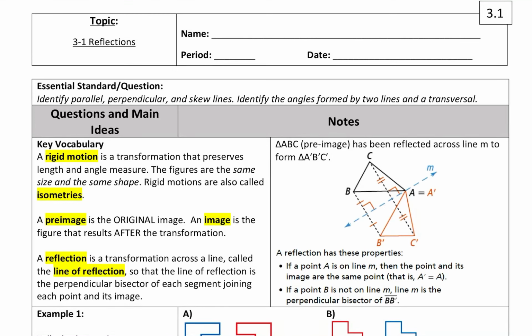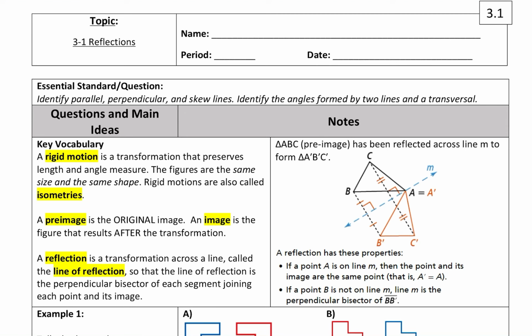Hey everyone, today we are going to start topic 3, which is our transformations chapter. And we are specifically going to look at reflections today. Now, transformations are anytime you move or change either the shape of a figure, the orientation of a figure, the direction a figure is facing, or the location of a figure, that is a transformation.